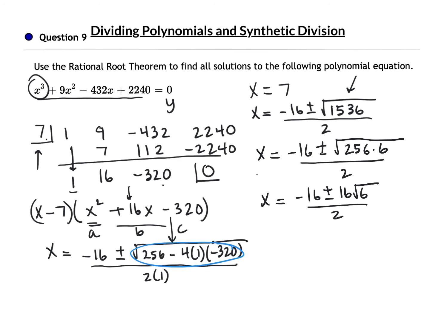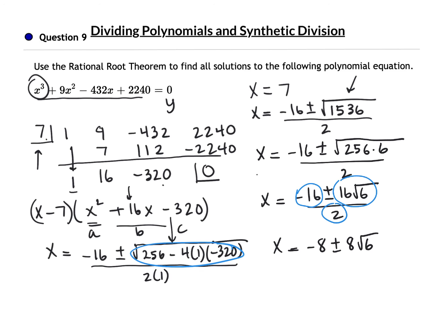Notice that everything has a common factor of 2. This term, and this term are all divisible by 2. So we'll divide them all by 2. It only works if it's in every term. X equals negative 8 plus or minus 8 root 6. And it'd be over 1, but I don't need to put that.